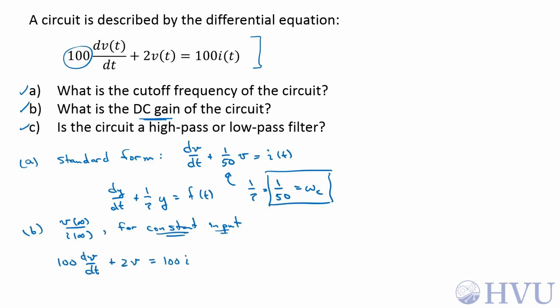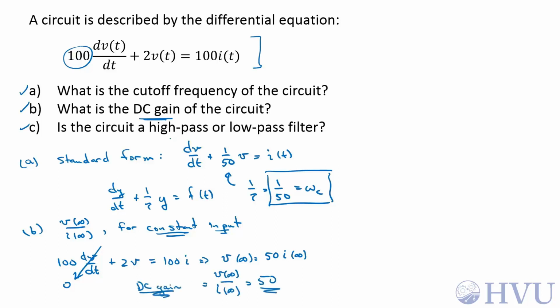For a constant input, as t goes to infinity, the derivatives go to 0, so V at infinity is equal to 50 times I of infinity. The ratio of the output to the input is just 50, and that is the DC gain.